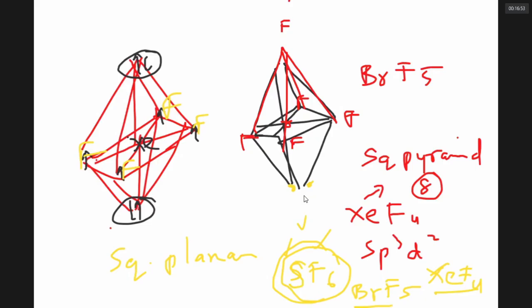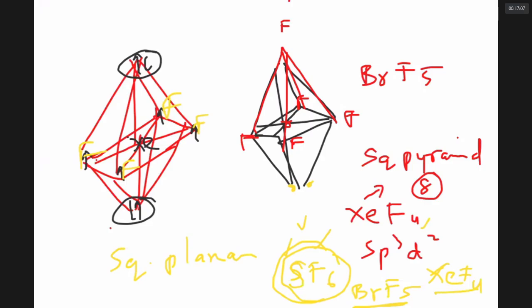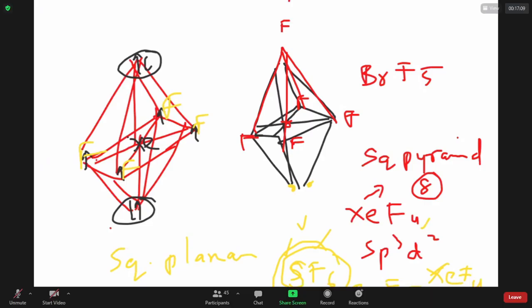How are the electron pairs arranged around the central atom in BrF5, and what is its shape? Electron pairs are arranged octahedrally because the hybridization is sp3d2, but because one position is a lone pair, the shape of the molecule became square pyramid.